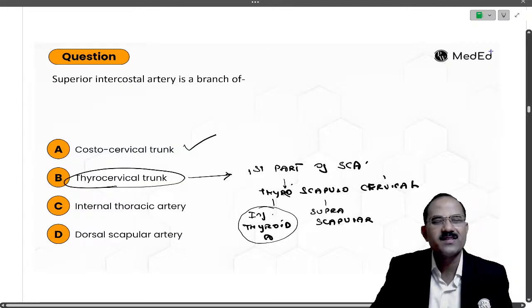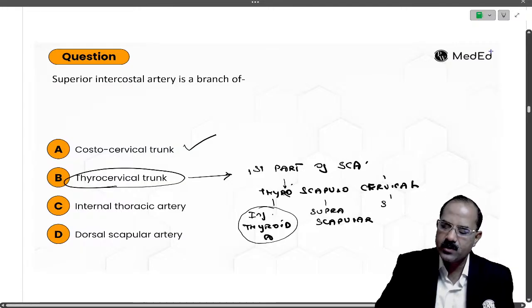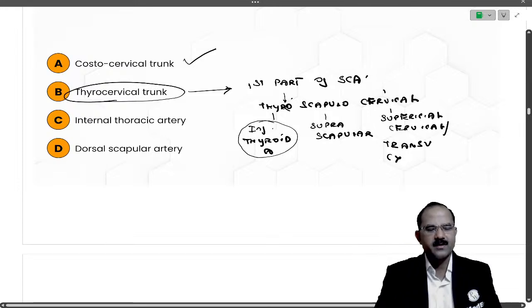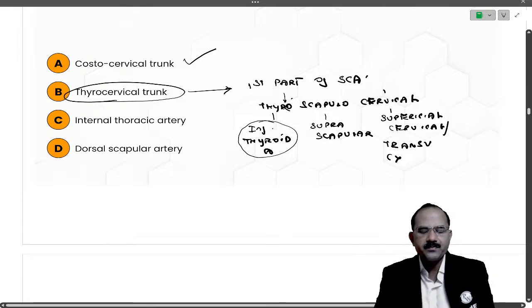Suprascapular, and to the cervix. Cervix is the neck. It is the superficial cervical, or some books mention this as transverse cervical. Superficial cervical or transverse cervical. Some books mention it as transverse cervical.